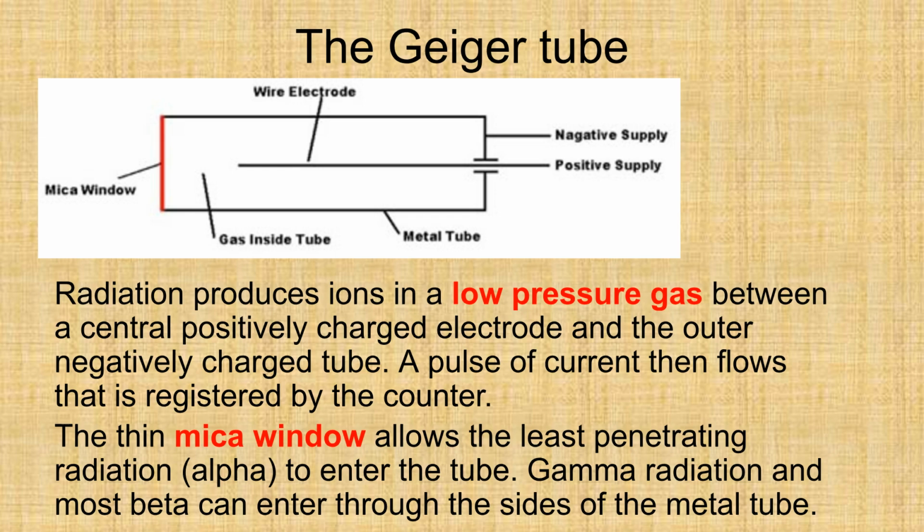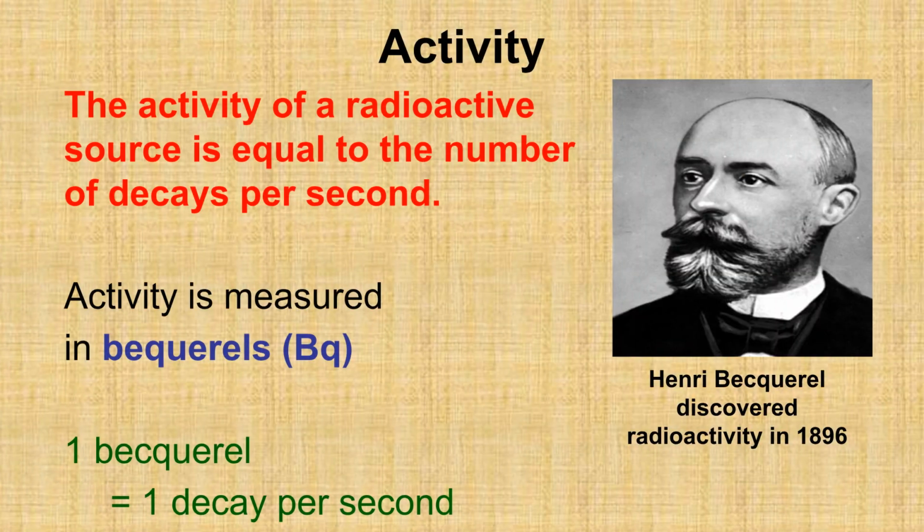In a Geiger tube, radiation produces ions in a low-pressure gas. The thin mica window allows alpha radiation to enter, while gamma and most beta radiation can enter through the metal tube's sides. The activity of a radioactive source is the number of decays per second, measured in becquerels, Bq. 1 becquerel is equal to 1 decay per second.